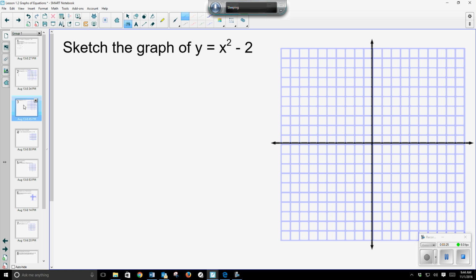So to sketch this graph, we'll do the same thing. Use a t-chart. We're going to do negative 2, negative 1, 0, 1, and 2. If I plug in negative 2, I get 2. If I plug in negative 1, I get negative 1. If I plug in 0, I get negative 2. If I plug in 1, I get negative 1. If I plug in 2, I get 2. Is that right?